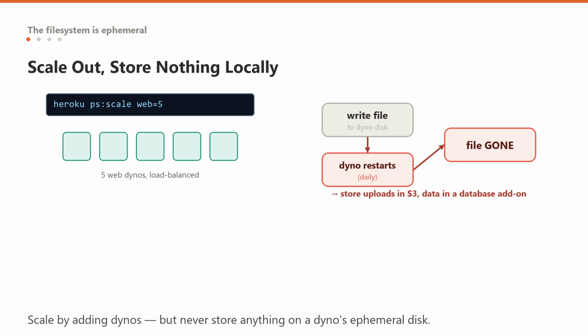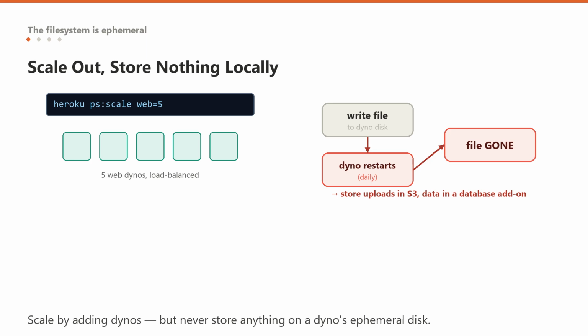But here's the single biggest gotcha in Heroku and a favorite interview trap. Each dyno's file system is ephemeral. Anything your app writes to local disk is temporary, and it is wiped every time the dyno restarts, which happens at least daily, and on every deploy.